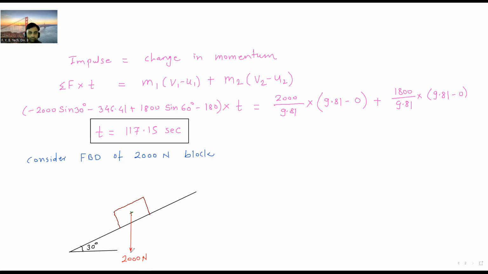So now we will resolve this again. One component, and this is the second component. This angle is the same, 30 degree. Angle between the lines is angle between their normals. So 2000 cos 30 and 2000 sine 30. Here is the normal reaction R.